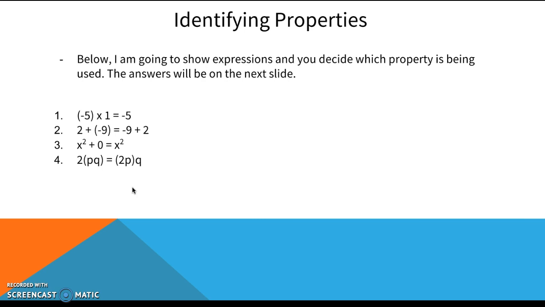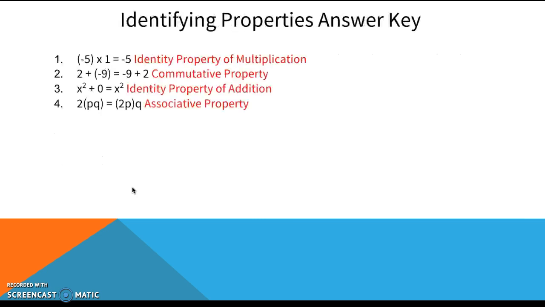I'm going to show the answers on the next slide. If you're not totally done, pause here. If you are done, here are the answers. The first one is the identity property of multiplication. Anything times 1 is itself. The second one shows the commutative property because I changed the order. The third one is the identity property of addition because anything plus 0 is itself. And the last one is the associative property because I changed the grouping. I changed what was in the parentheses.